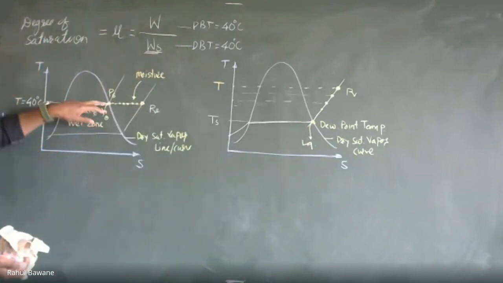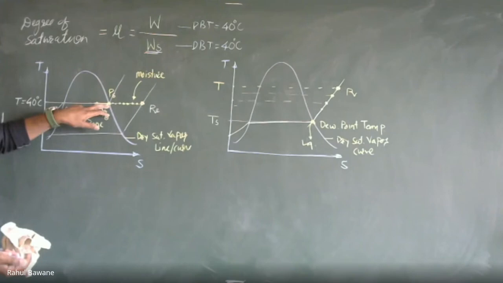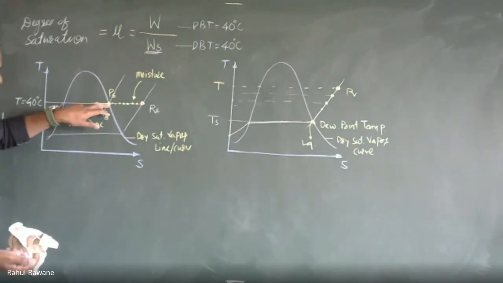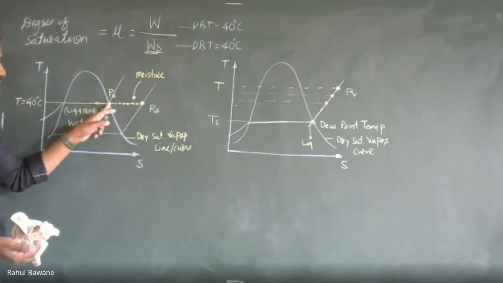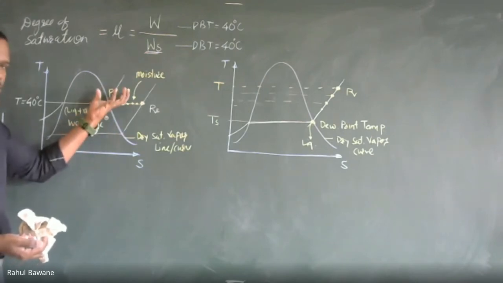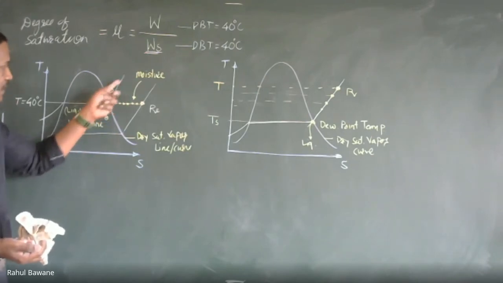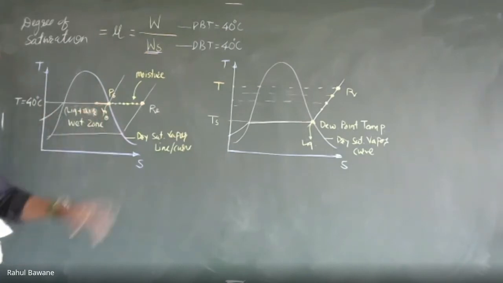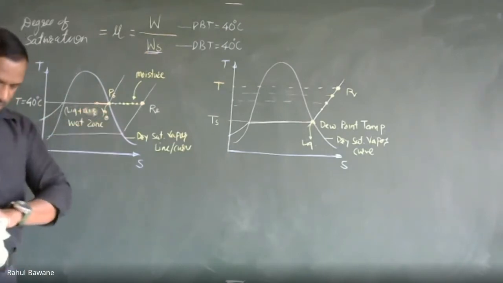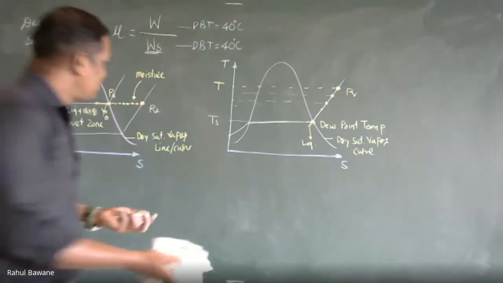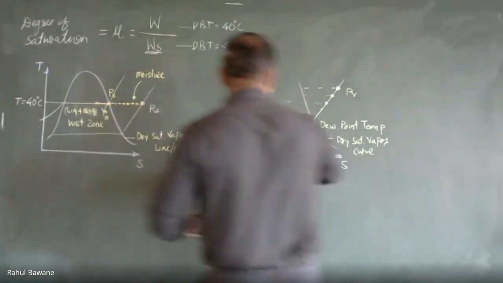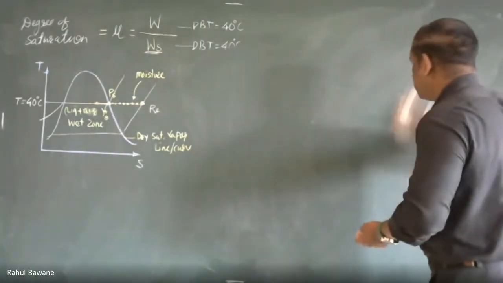The limit after which I observe the separation of liquid, that is called saturation. I can't absorb more moisture. If I try to add the moisture, it will separate out as a liquid. That is called saturation condition. So these are the terms we have to consider when we are plotting any process.